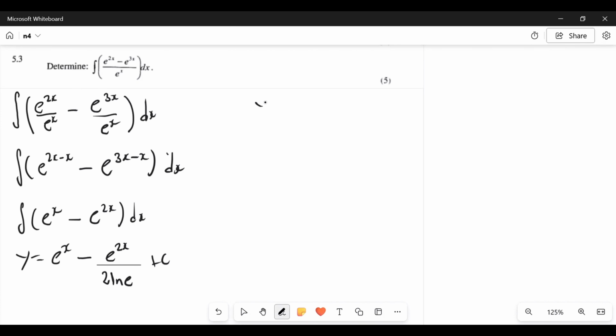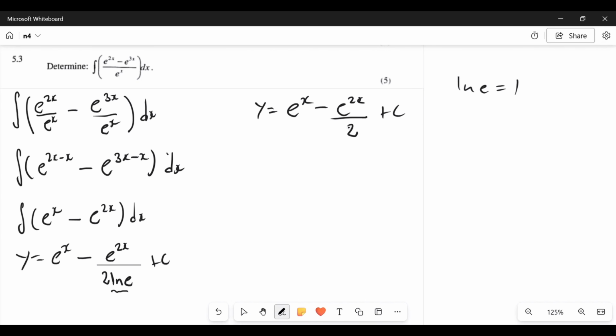So if you continue, I'm going to continue here on top. The answer is going to be e to the power of x minus e to the power of 2x divided by 2 plus c. That's it. Some of you may wonder, why don't we have ln e? ln e, guys, is equal to 1. That's it. You don't have to worry about it. So this is our final answer, guys.